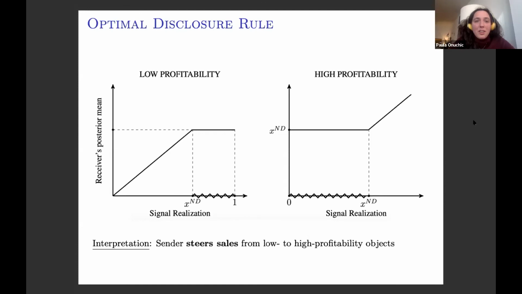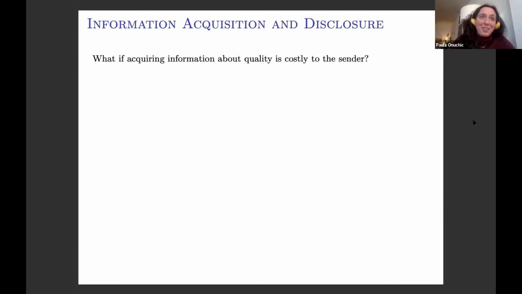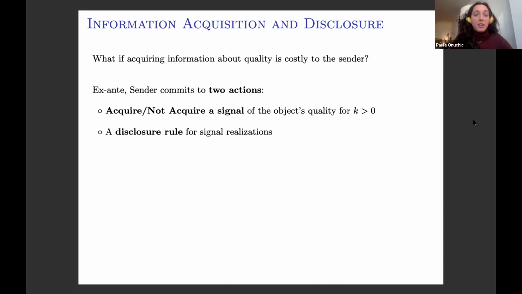Okay. So I was going to tell you about information acquisition, but I'll tell you a very silly case. Let's say that acquiring information is costly to the sender. So in particular, instead of committing to just the disclosure rule, he first also chooses to acquire or not acquire a signal of the object's quality. So either I have no information or I have a signal, and having a signal costs K.